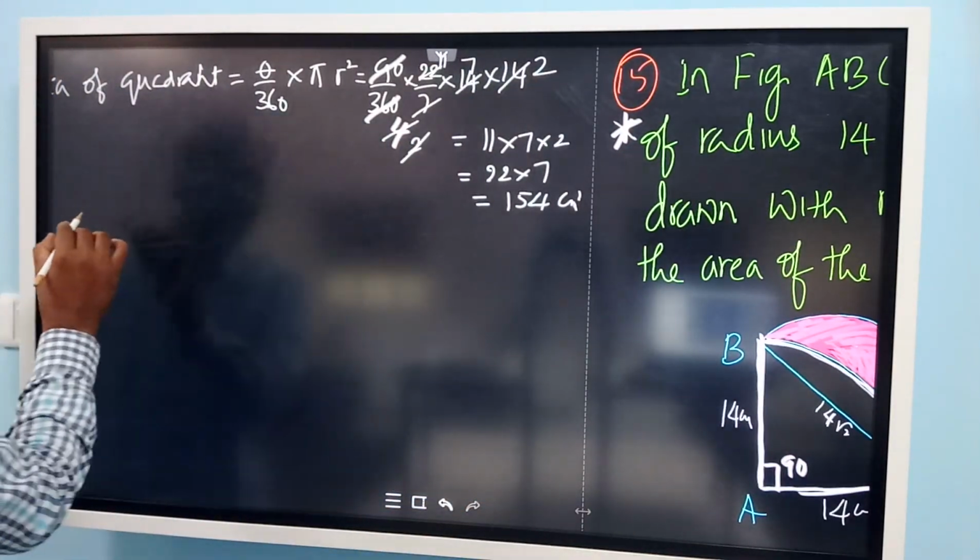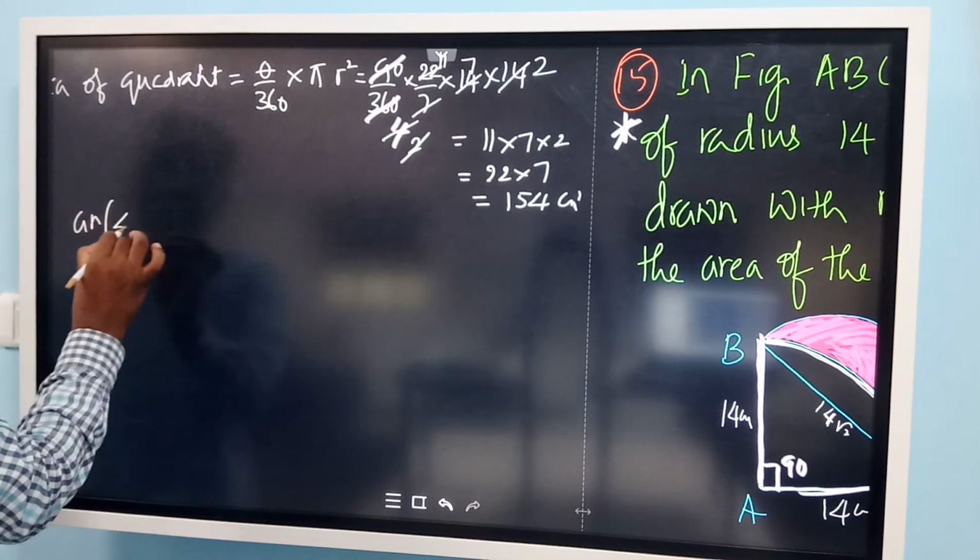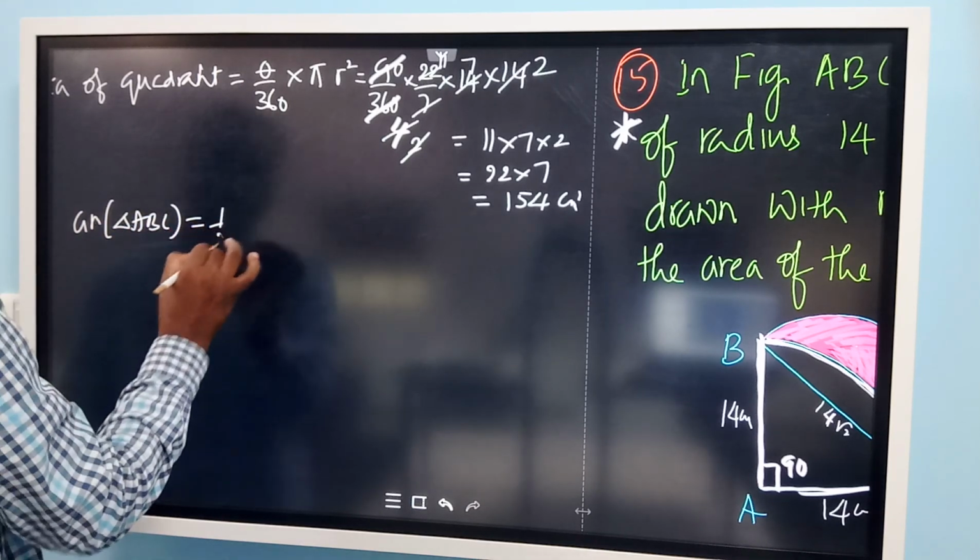Area of right angle triangle ABC. So let us find out the area of triangle ABC is equal to half into base into height.